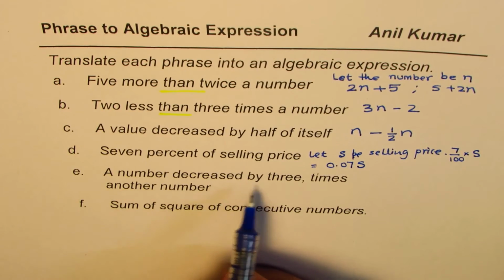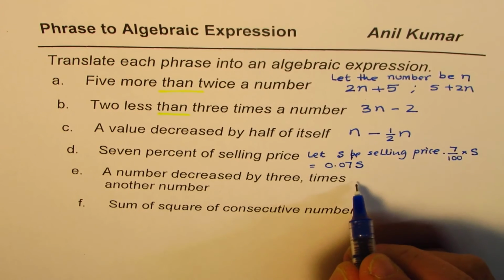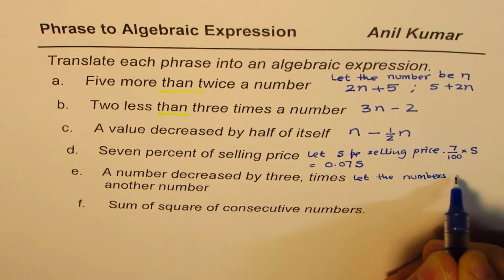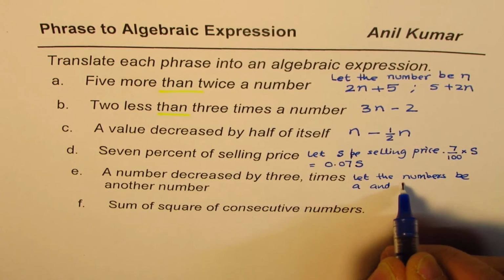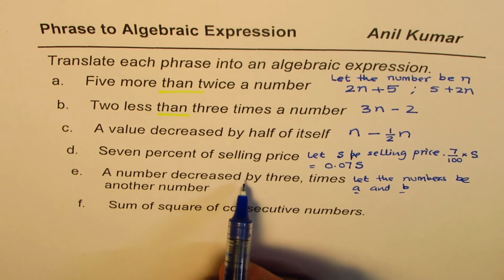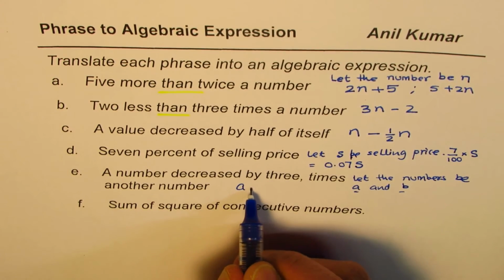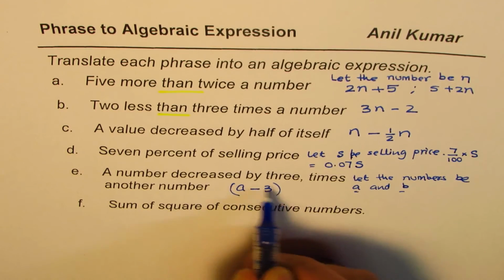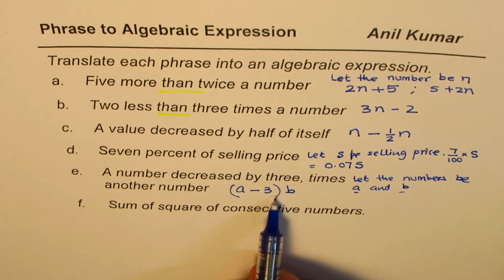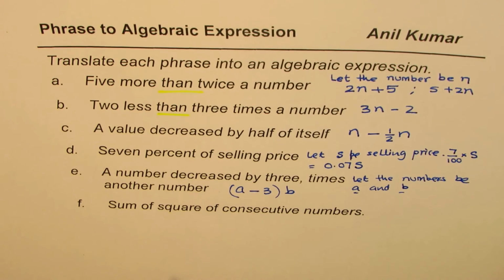Now we have number decreased by 3 times another number. So we are talking about two numbers here, right? So let's define the variable here. Let the numbers be A and B. So we have two numbers, A and B now, right? So let the numbers be A and B. Now let's read this. A number decreased by 3 times another number. So the number A, let us say, is decreased by 3, and now the whole thing is times another number, times B. Do you see that? So if you don't write multiplication, it is assumed to be multiplication, right? So A minus 3 times B is the expression for part E.